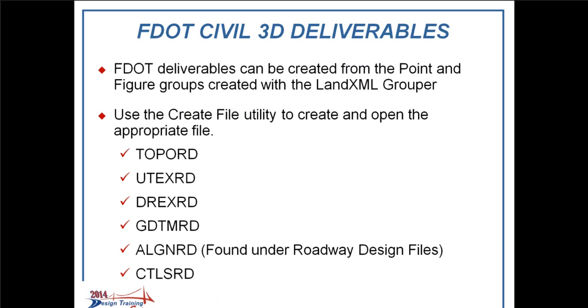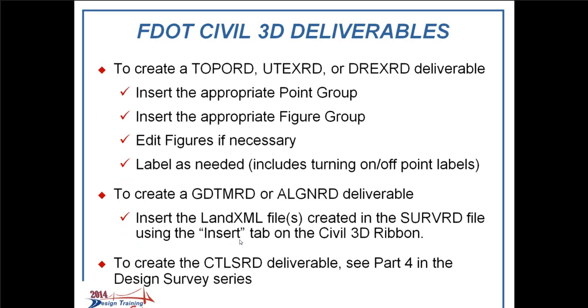So that brings us to FDOT's Civil 3D deliverables. The deliverables can be created from the point and figure groups created with the Land XML grouper. You use the create file utility to create and open an appropriate file. The topo file, utility file, drainage file, the GDTMRD, which is your surface file, and your alignment file. And then also the control survey file, the CTLSRD, or your project network control file is another deliverable. That'll be covered under a separate webinar.